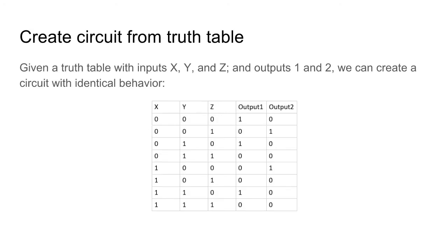So, given a truth table, I've picked this one. This is tailor-made for our adder assignment. I've got three inputs here: X, Y, and Z. And I've got two outputs: output 1 and output 2. So this truth table takes these inputs, any combination of inputs. Say we're looking at this row and X is 0, Y is 1, and Z is 1. When this combination of inputs occurs, output 1 does not fire and output 2 does not fire.